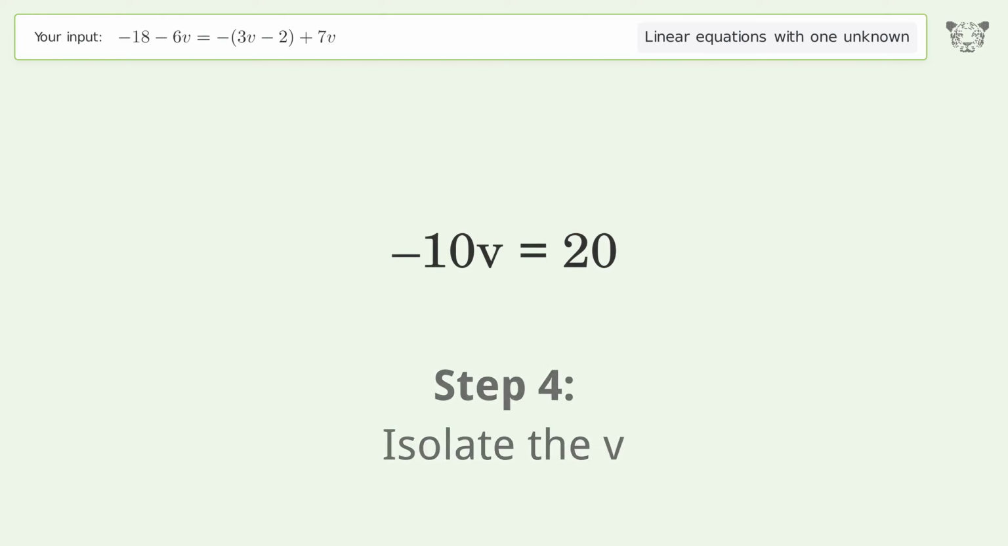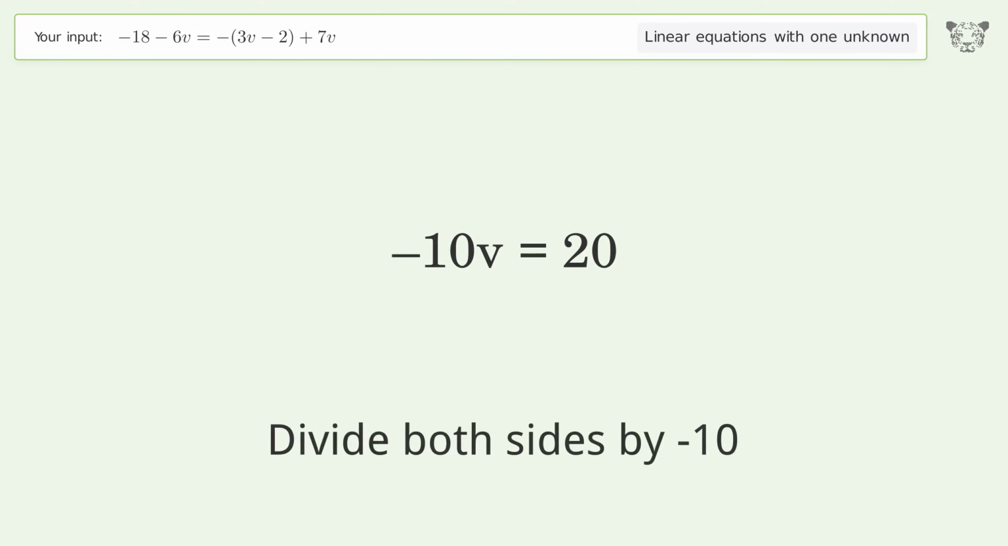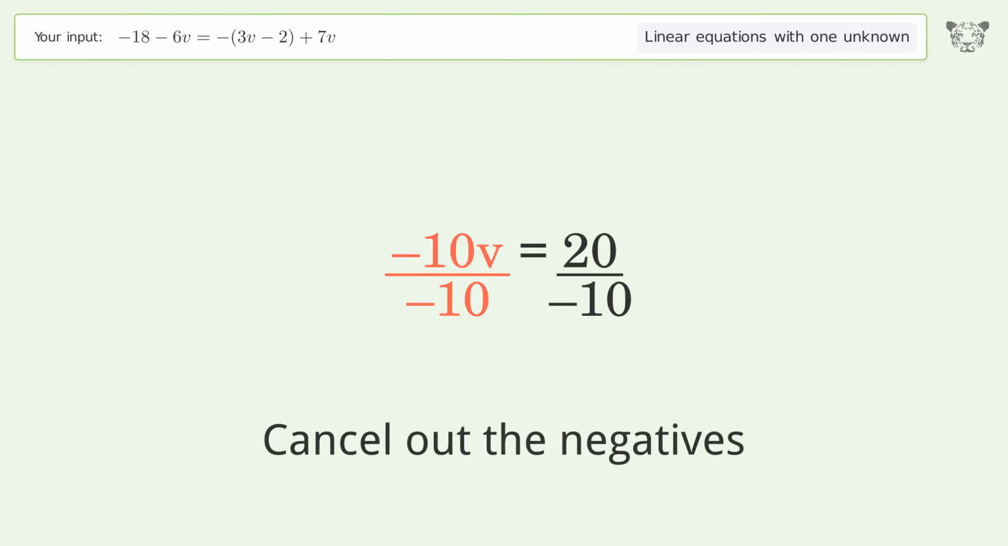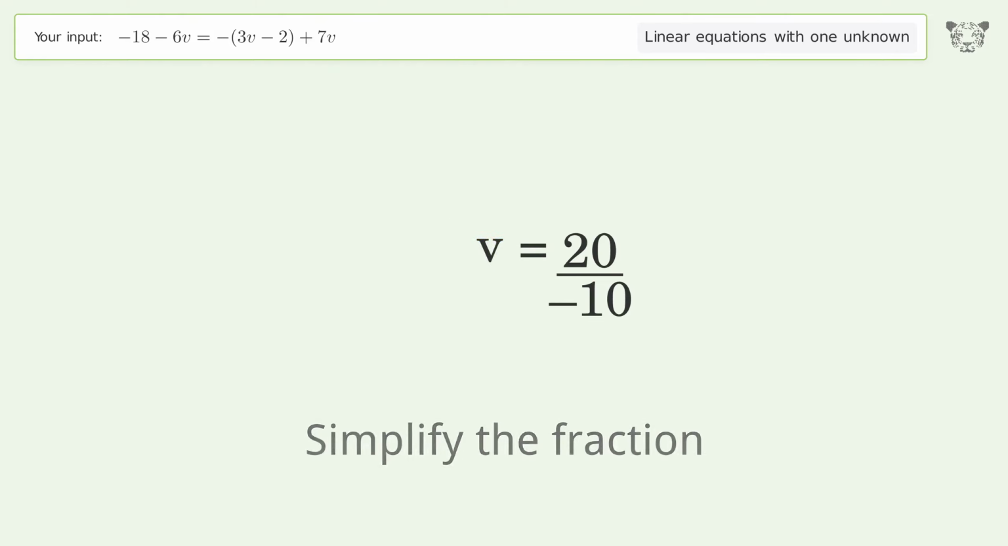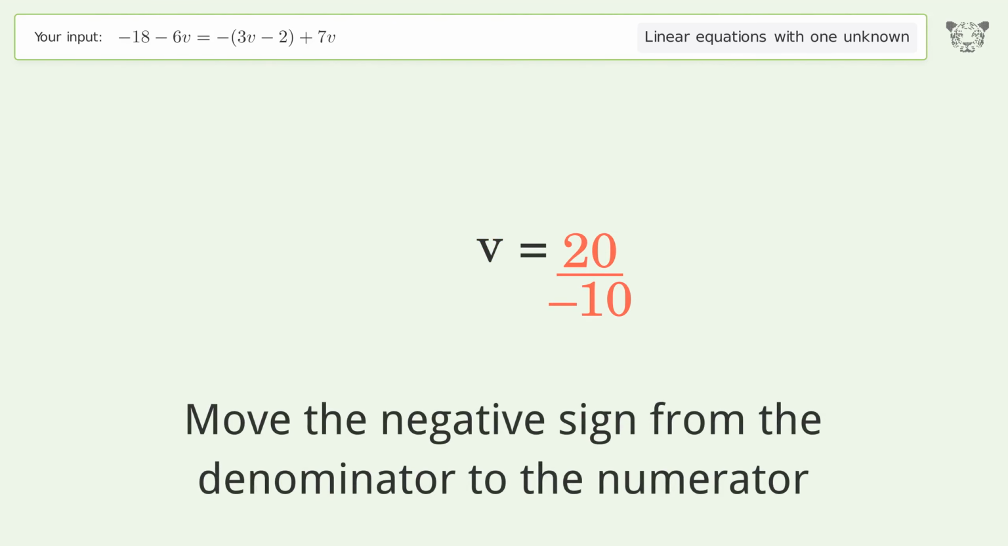Isolate the v. Divide both sides by -10. Cancel out the negatives. Simplify the fraction. Move the negative sign from the denominator to the numerator.